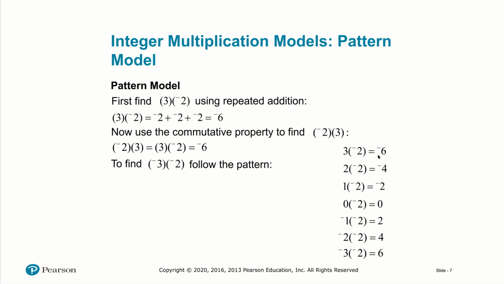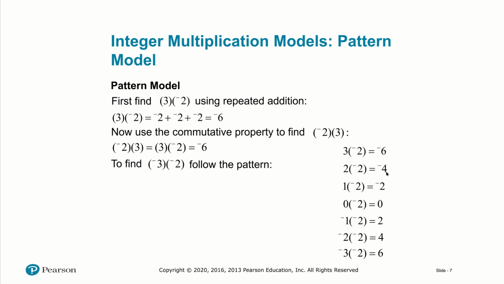3 times negative 2 is negative 6. 2 times negative 2, using the same kind of understanding, will be negative 4. 1 times negative 2 will be negative 2. 0 times negative 2 is, of course, 0, because 0 times any number is 0. Negative 1 times negative 2 should follow the same pattern now, right?